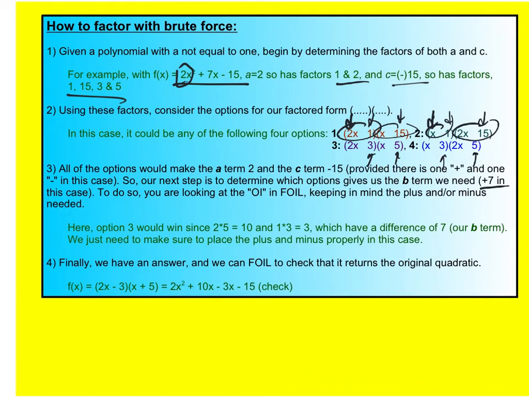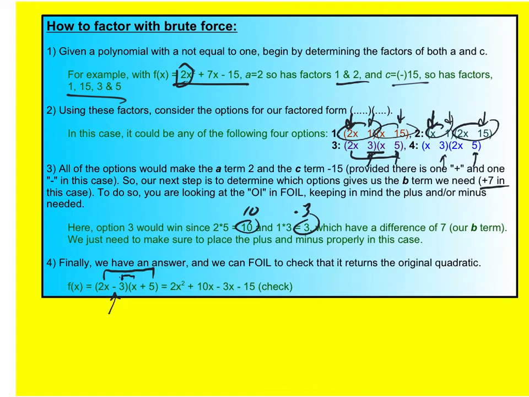So in this case, option 3, which would have an inside value of 3x and an outside value of 10x, ends up being of importance here because 10 and 3 have a difference of 7, which is what our b term is. So with that, we do need to recognize which one of these needs to be a negative. Well, we need a positive 10 and a negative 3. So the 3 ends up getting the negative in front of it, because the inside would then be negative 3 times x. The outside, being the positive value, would be the 2x times 5.